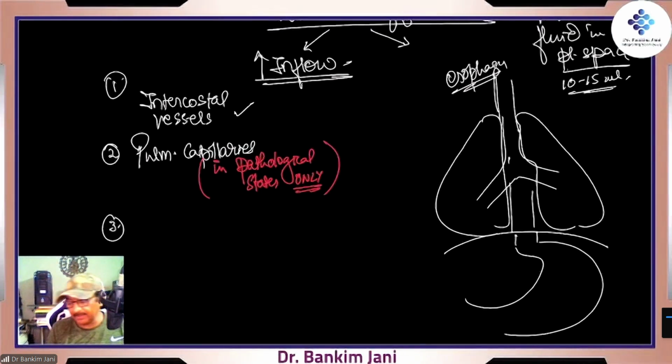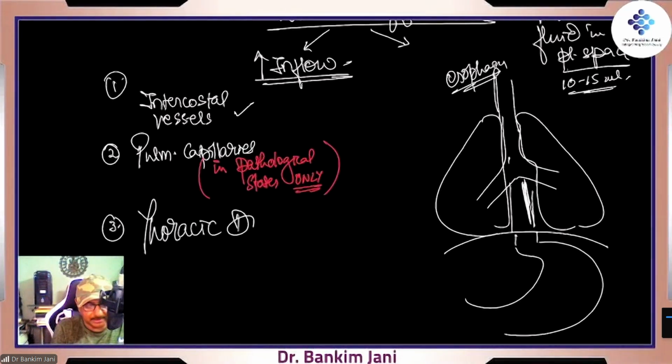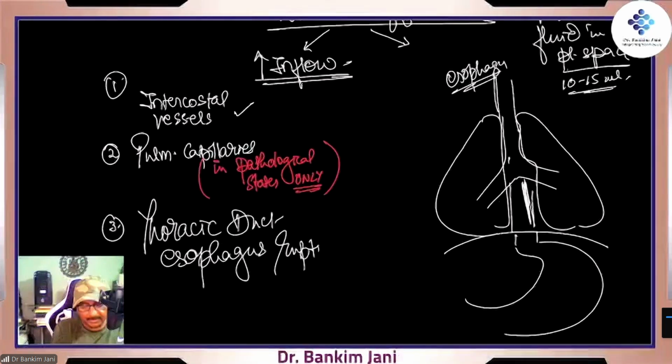Possible. Similarly, there is another duct, one of the lymphatic ducts, the thoracic duct, a big one. So the thoracic duct and the esophagus, if they rupture, they push the content into the pleural space. Both of them are serious. Only this thing is normal. And what about this decreased outflow?